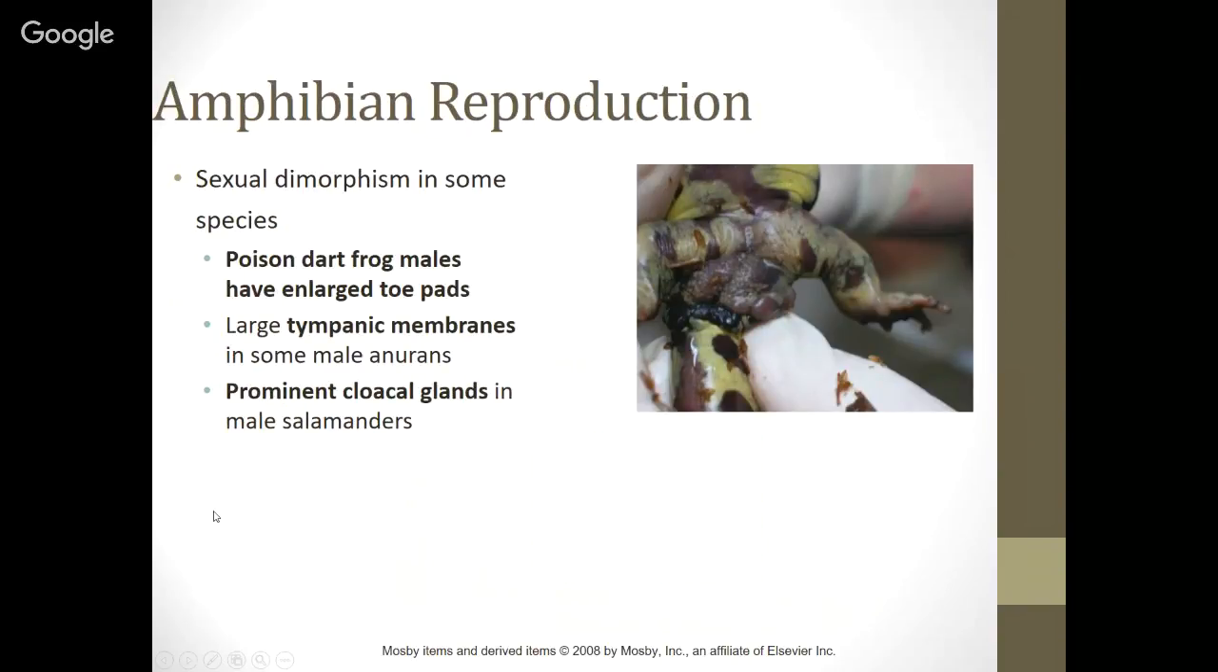Amphibians, there is some sexual dimorphism in some species. The poison dart frog males have very enlarged toe pads to grasp the female, and some male anurans have very large tympanic membranes because they need to hear calling from other anurans. There are prominent cloacal glands in male salamanders. So this is the underside of a male salamander with prominent cloacal glands.